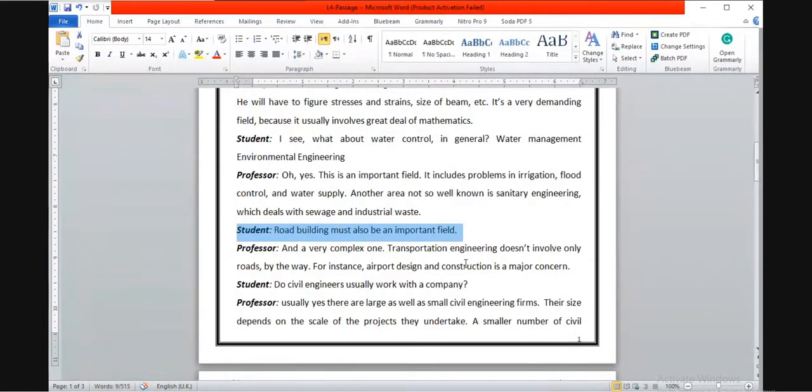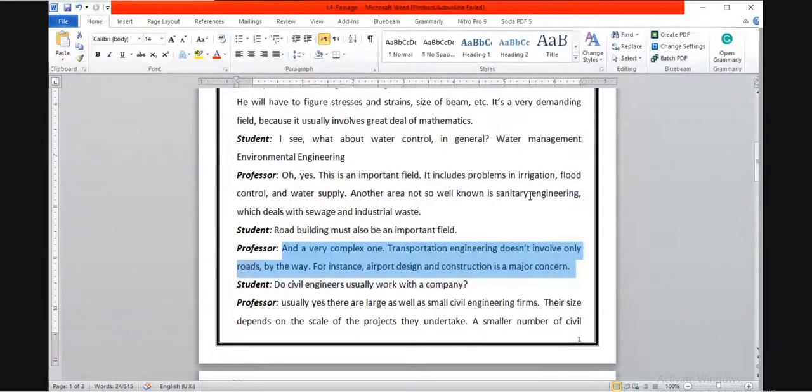Okay. Now the professor will answer. We have Ali Abdul Kadhim. From which class are you, Ali? C class. Okay, Ali. You can read what the professor says to the student. Yes, the highlighted sentence, and a very complex one.